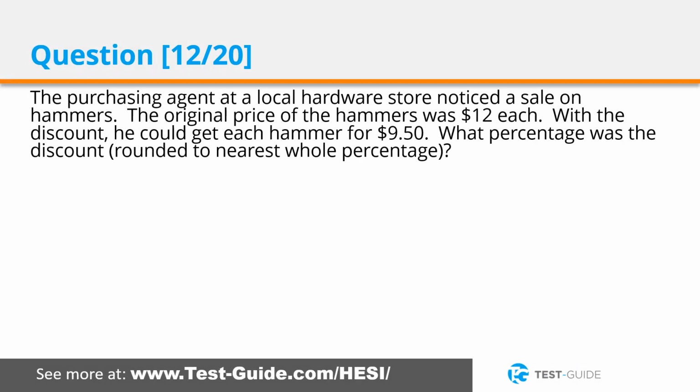Question 12. The purchasing agent at a local hardware store noticed a sale on hammers. The original price of the hammers was $12 each. With the discount, he could get each hammer for $9.50. What percentage was the discount, rounded to the nearest whole percentage? 54%, 11%, 21%, 32%.